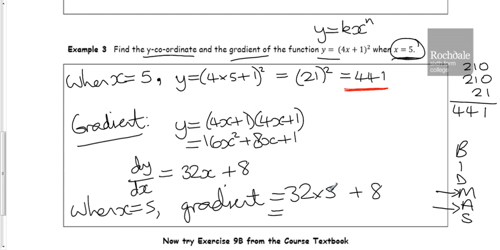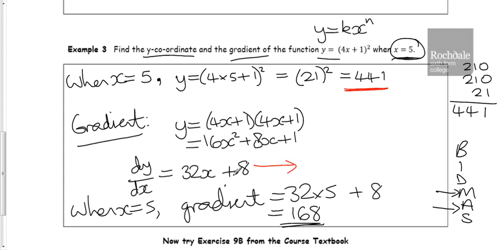So 32 times 5. Multiplying by 5 is actually quite easy. Simply multiply by 10 and then halve your answer. So 32 times 10 is 320, and then halve it. So you get 160. 160 plus 8 is 168.